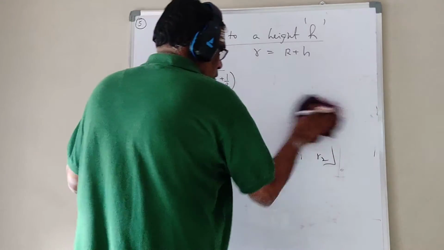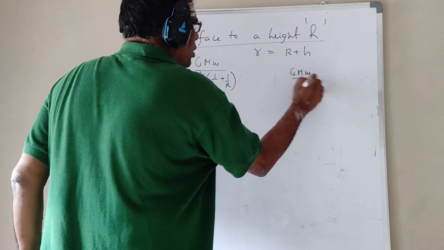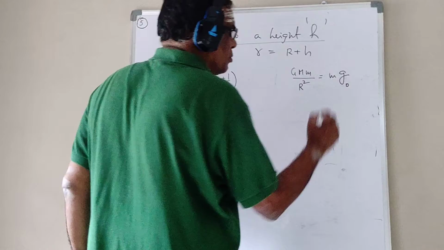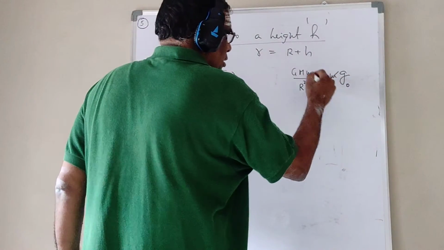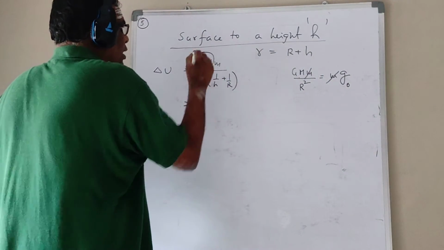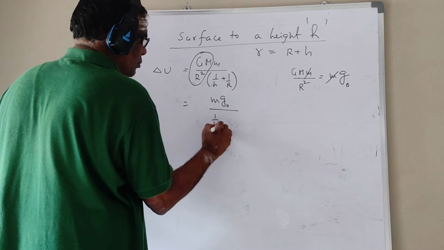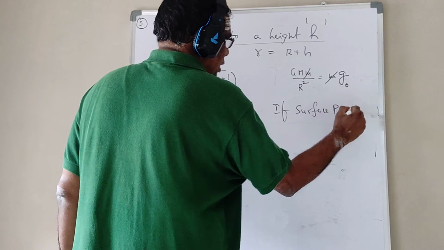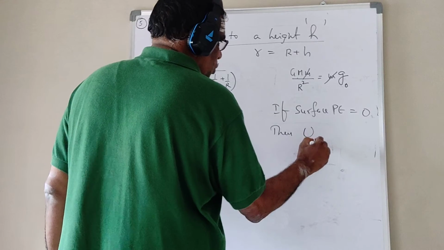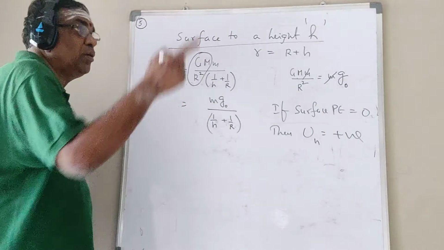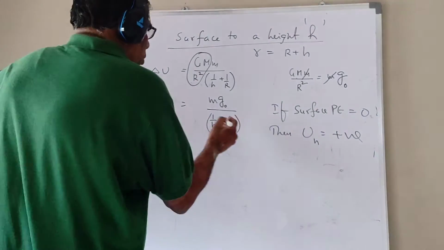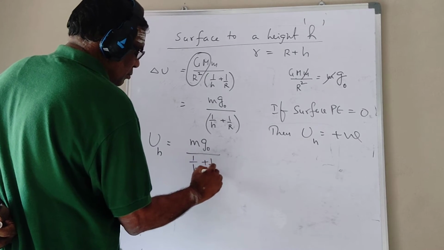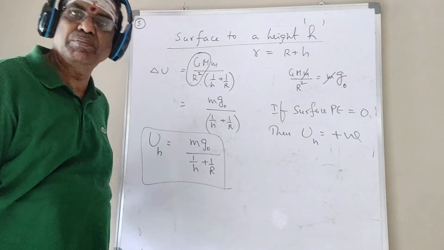Okay. Now, we know very well Gmm by capital R square is the force on the surface. And this will result in an acceleration due to gravity g naught on the surface. Therefore, g naught is Gm by R square. So I can replace this. If surface potential is 0, then U at H is positive. I told you, infinity 0, that is negative. Surface 0, that is positive. So, potential energy at H is equal to this. A very, very standard expression for potential energy.